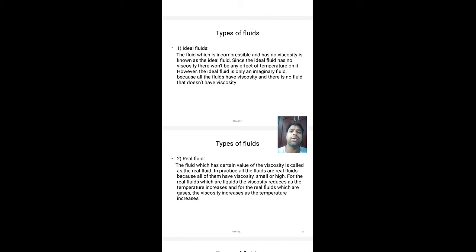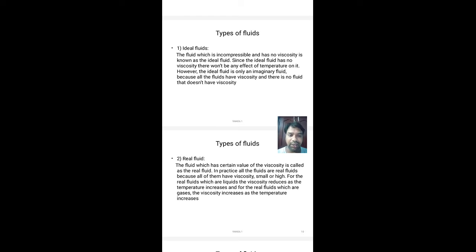A fluid is a substance which is capable of flow. What is an ideal fluid? An ideal fluid is a fluid which is incompressible and has no viscosity. The fluid which is incompressible in nature and doesn't have any kind of viscosity is known as the ideal fluid. What is incompressible and what is viscosity?